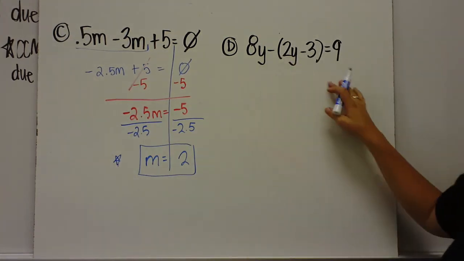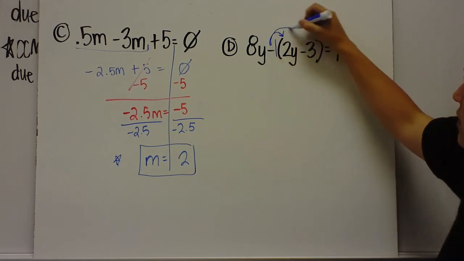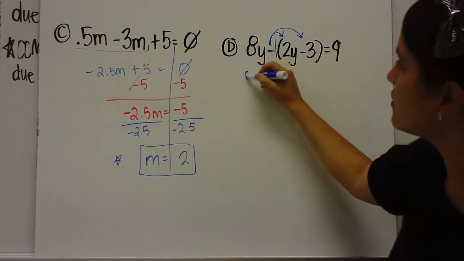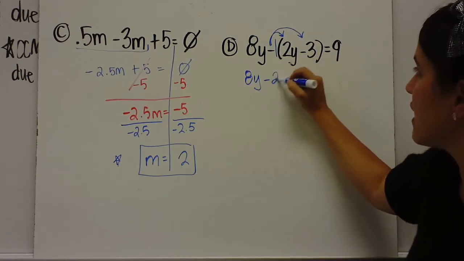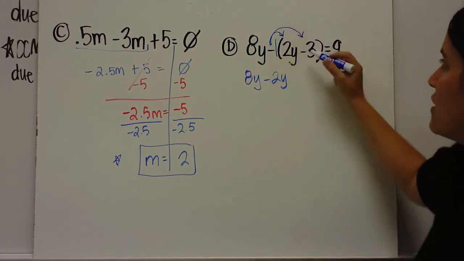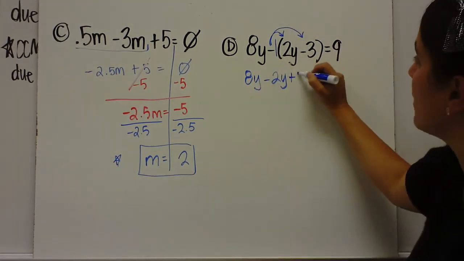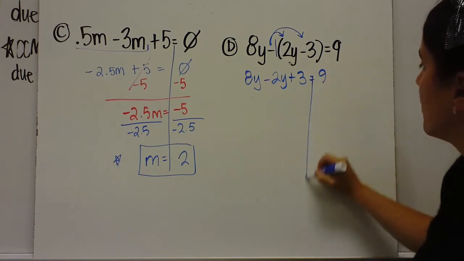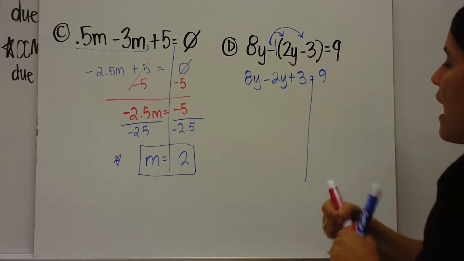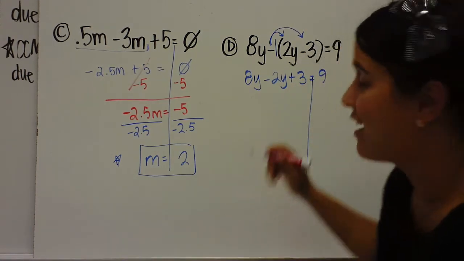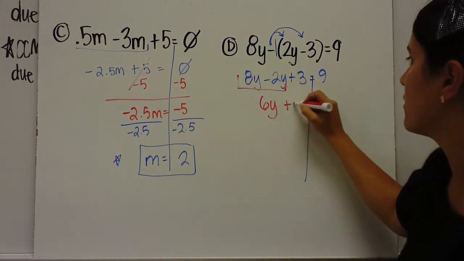D. We have a distribute, but there's no number, so I put a 1. And I have to distribute a negative 1. So I bring down my 8y. Negative 1 times 2y is negative 2y. Negative 1 times negative 3. So you see these two negatives. A negative times a negative is a positive, so that's going to give me a positive 3. I don't have any fractions, so I'm going to combine like terms. 8y minus 2y is going to give me 6y.